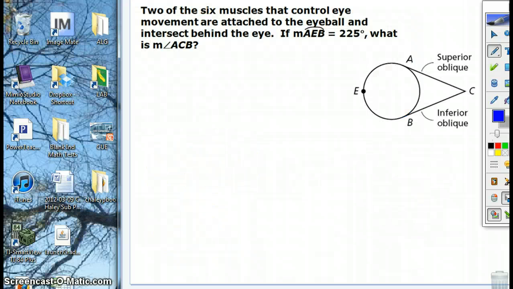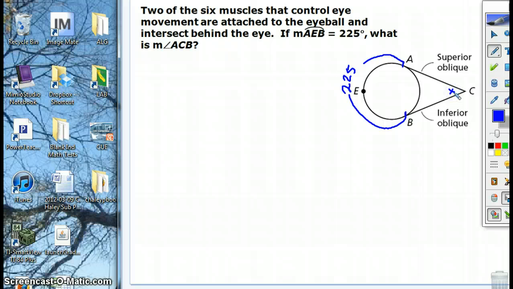All right, got a couple more problems for you here. Two of the 6 muscles that control the eyeball movement are attached to the eyeball and intersect behind the eye. So here's where they're telling us they intersect, right over here. If the measure of AEB, from here to A to there to B, is 225, what is the measure of this angle C here? We're going to call it X.